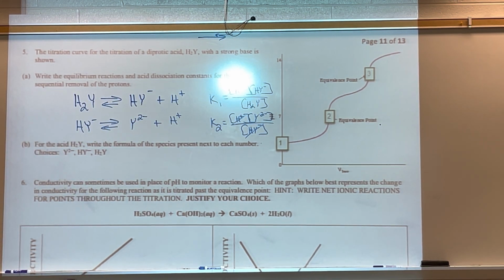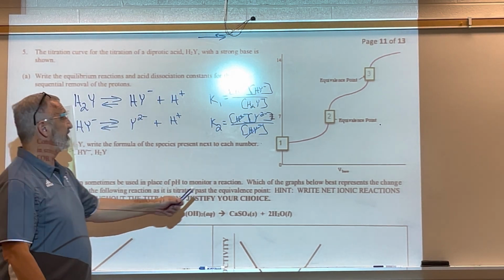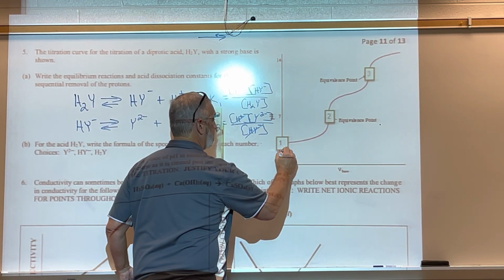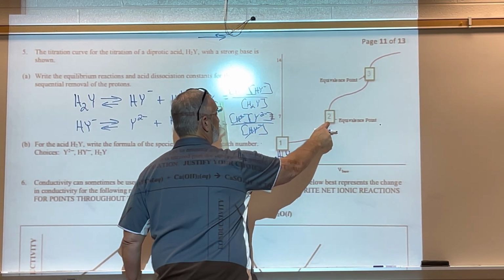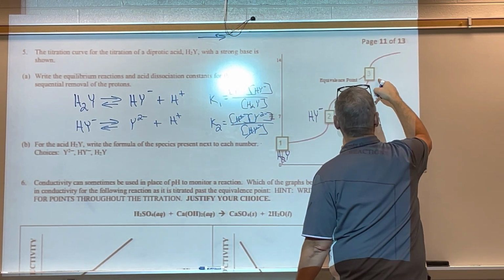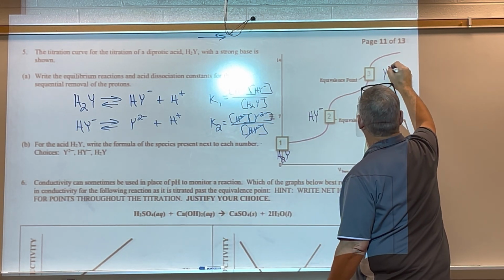For the acid H2Y, write the formula of the species present next to each number. Okay? So what's present here? H2Y. What's present here? Just HY minus, and then here, just Y2 minus.